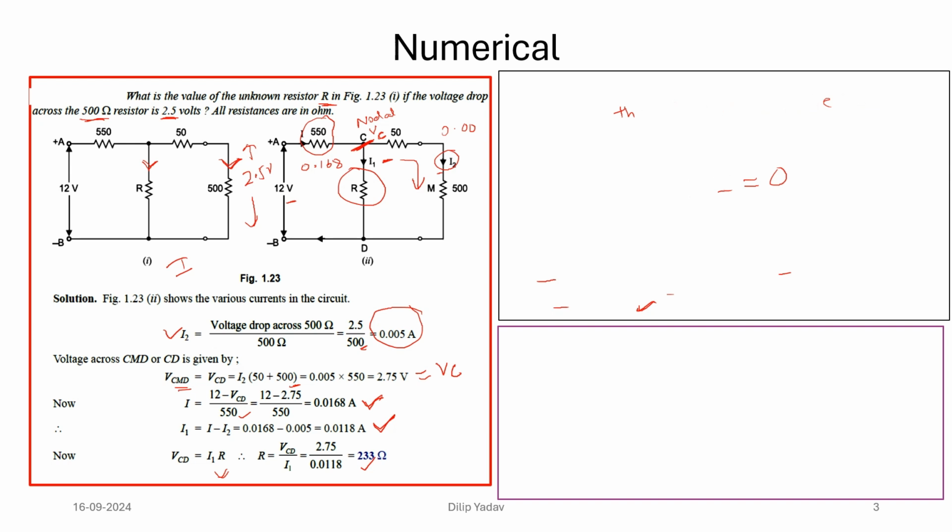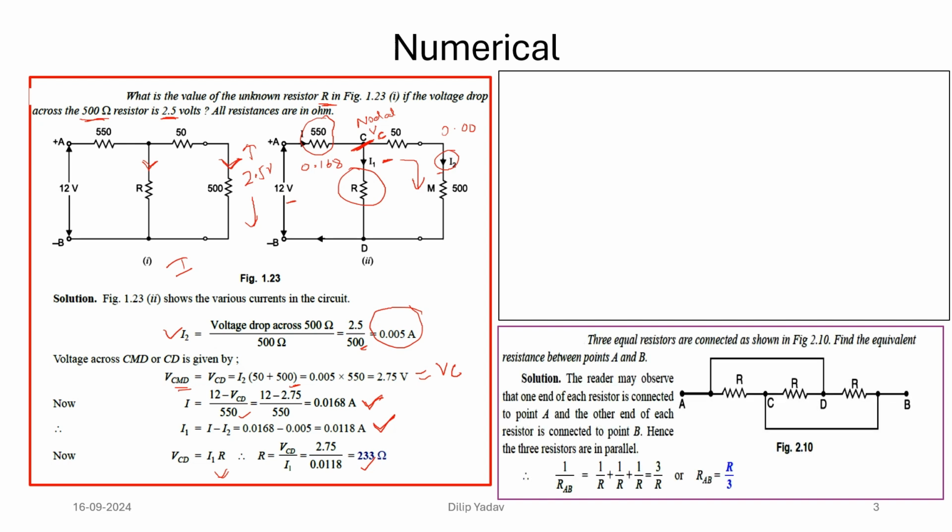Coming to the next numerical, I think this is clear to you all. The first thing that we have to remember is the current division, that it should follow that the sum should be equal to the total current. Now we have this numerical.